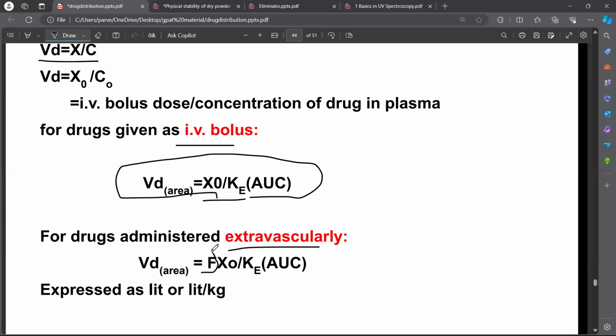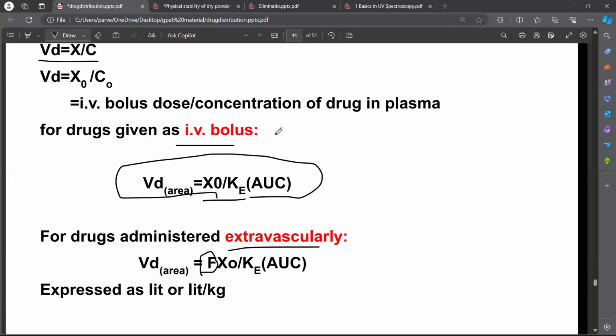So what does the F indicate, guys? Do you know what F indicates? F indicates the bioavailability factor.